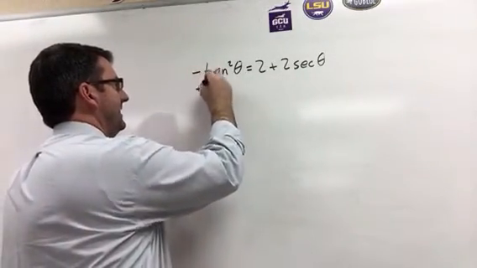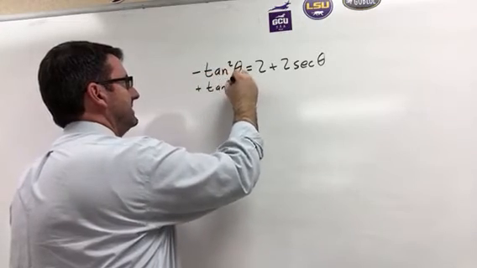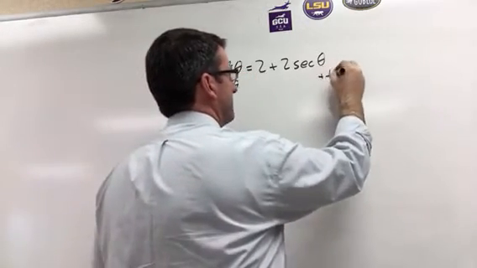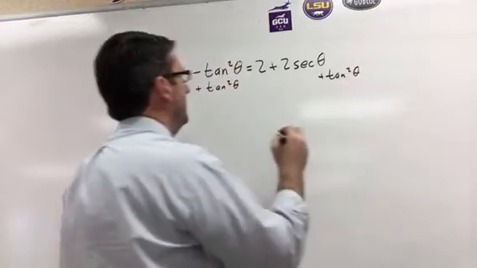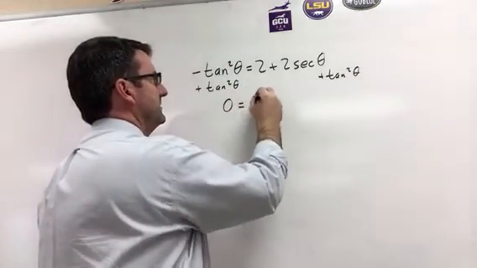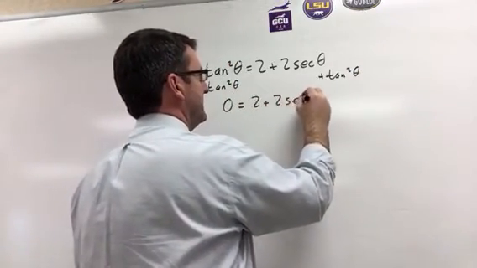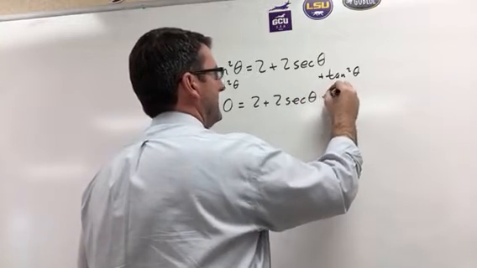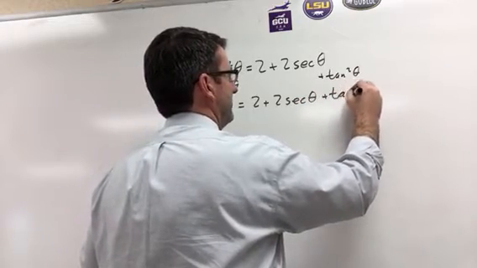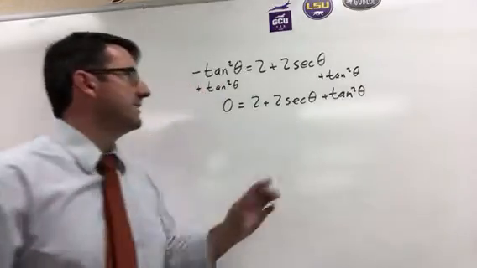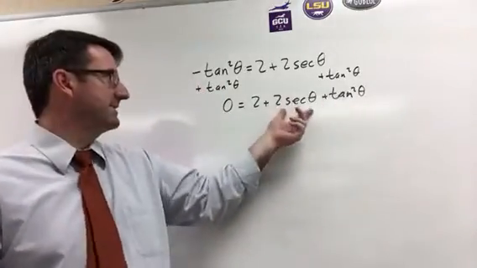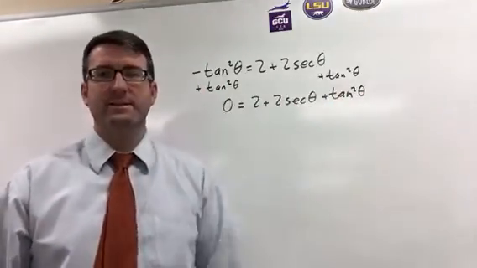So let's start off by getting one side equal to 0. So we'll add tangent squared of theta to both sides. So we get 0 equals 2 plus 2 secant theta plus tangent squared theta. So this, we can't factor that because this is a secant, this is a tangent.